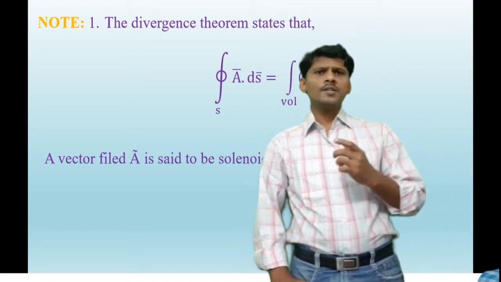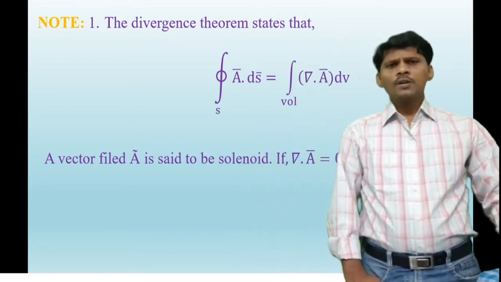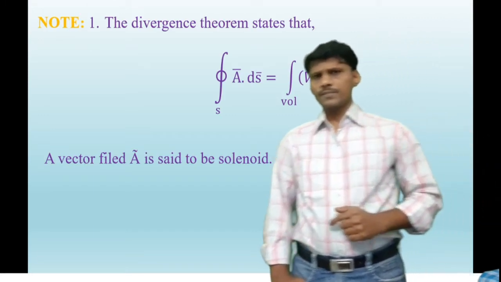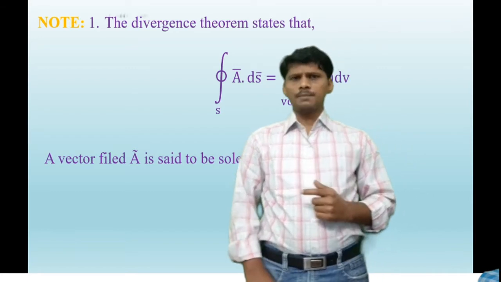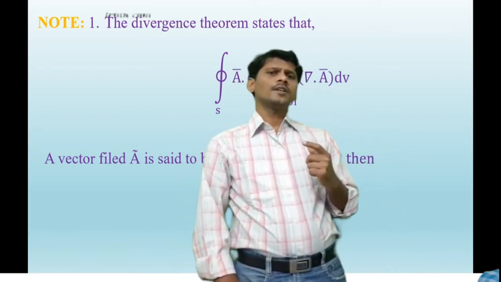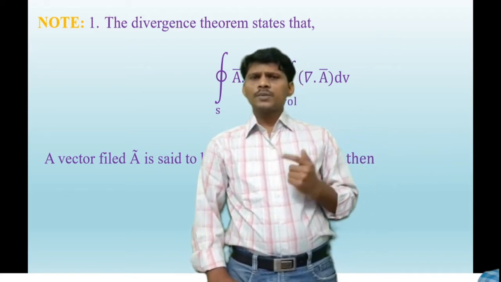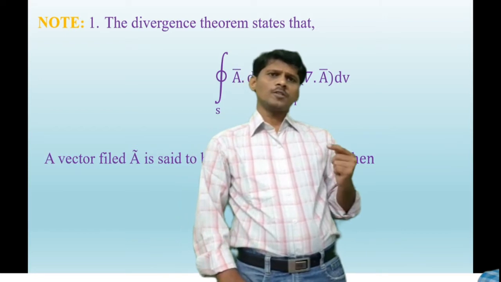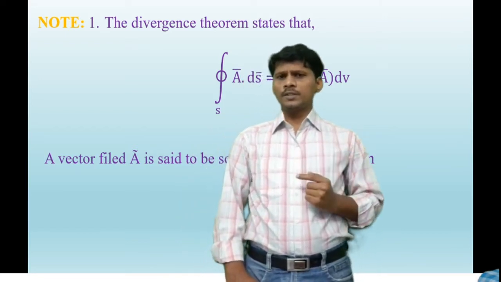If del dot A bar is equal to 0, substituting into the above equation, we get closed surface integral of A bar dot ds bar is equal to 0. So this is the divergence theorem statement. What is the divergence theorem statement? Closed surface integral is equal to open volume integral. That is, closed surface integral of A bar dot ds bar is equal to open volume integral of del dot A bar dv.